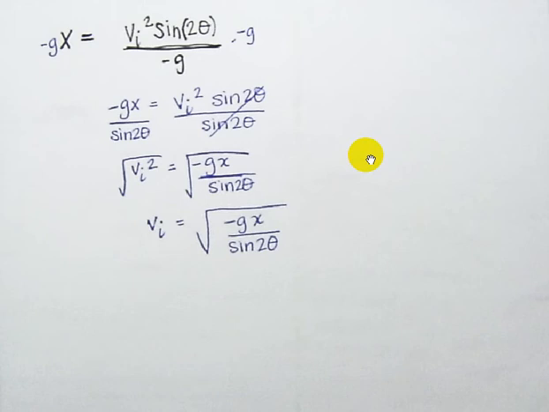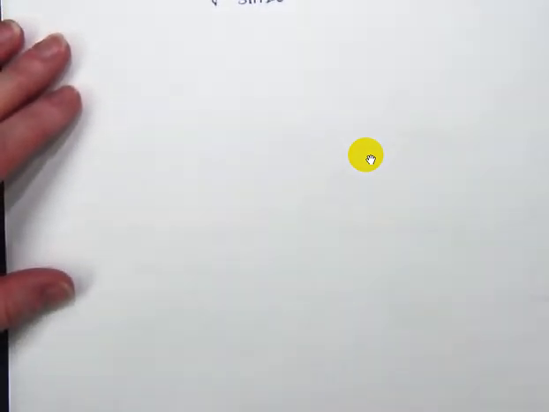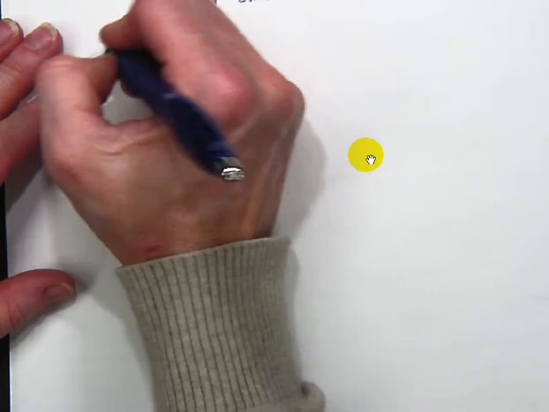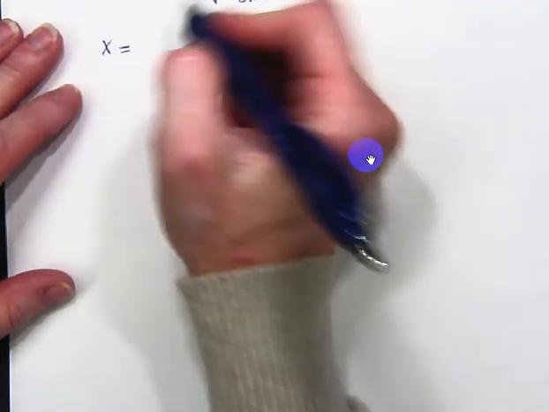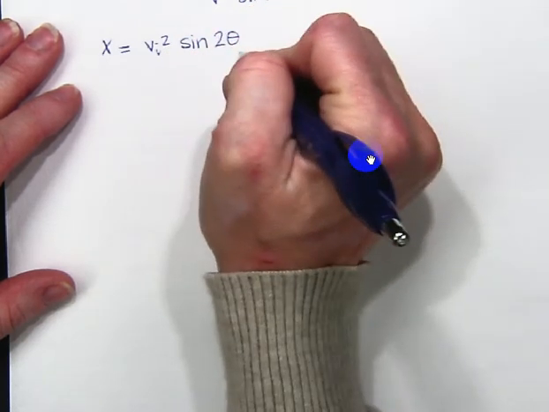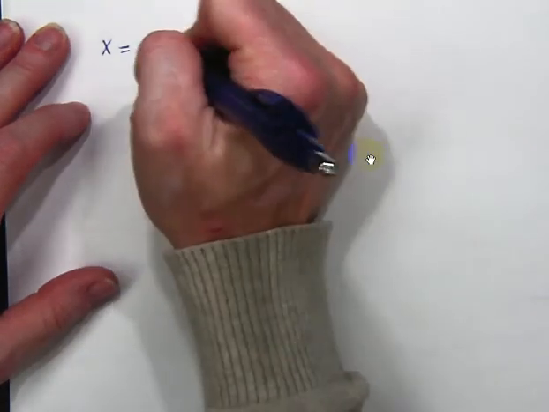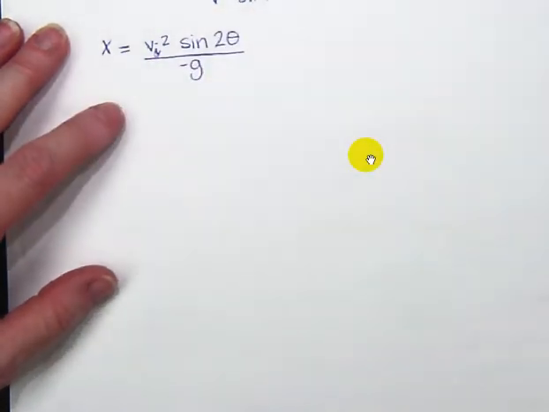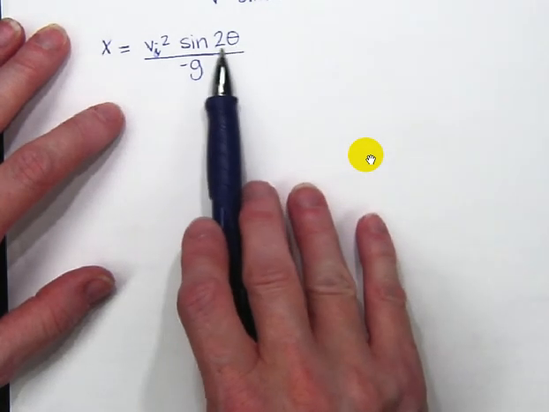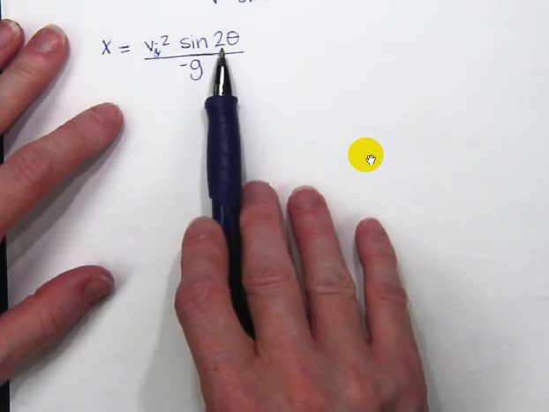Now let's say that you wanted to have it solved for theta instead. X equals initial velocity squared, sine of 2 theta. So this time I'm going to solve for theta and get the angle all by itself. Actually, we'll solve for 2 theta because that's what you're going to recognize from the PowerPoint slide. So let's work to get 2 theta all by itself.